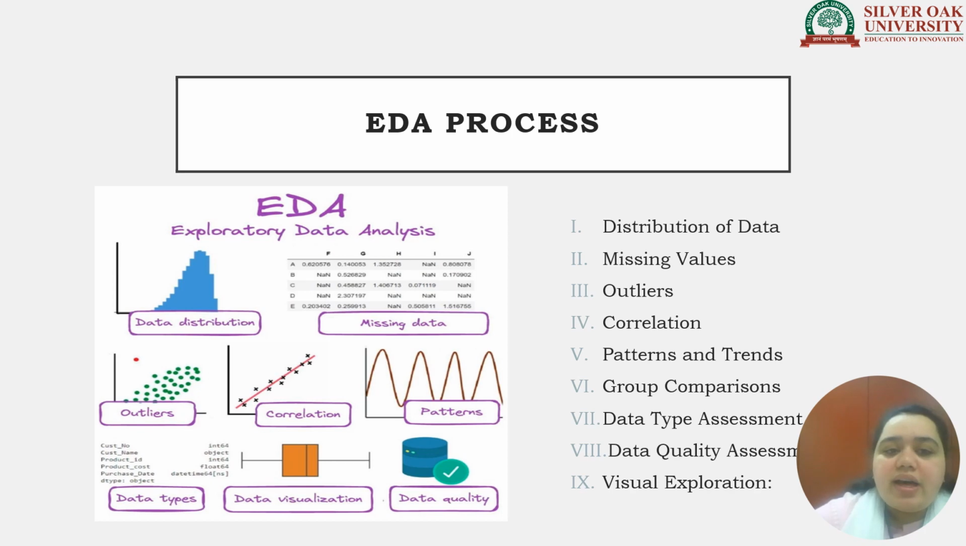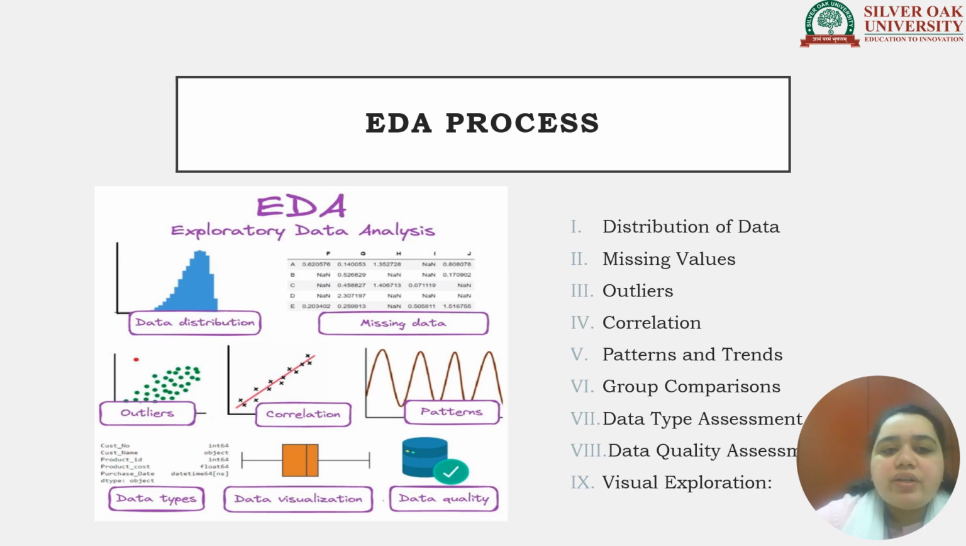Second is missing values. Identifying and addressing missing data is crucial as it can significantly affect analysis. Techniques include imputation, deletion, or understanding the reasons for missingness. The third we have is outliers. Detecting and examining outliers to understand their impact on the data set and deciding how to handle them, for example, removal or transformation.